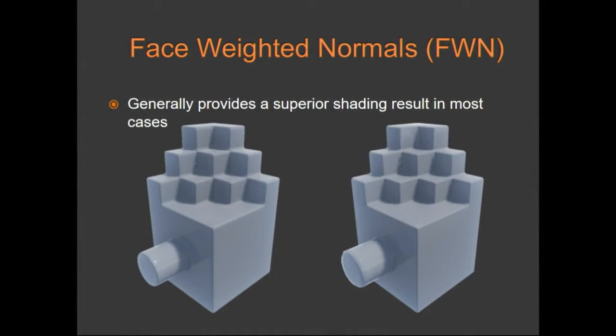And generally, this provides a superior shading in most cases. I didn't dare to say in all cases, but at least in most cases. And in this example, the one on the left is a high poly test model I made, and the one on the right is a face-weighted and chamfered test mesh. And as you can see, the results are almost identical. You can see some polygon faces on the one on the right and small issues, but overall, the result is quite nice.